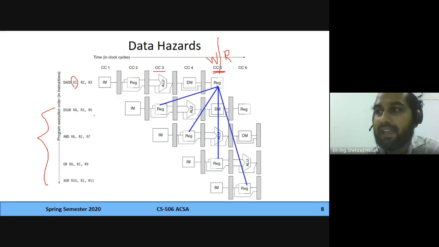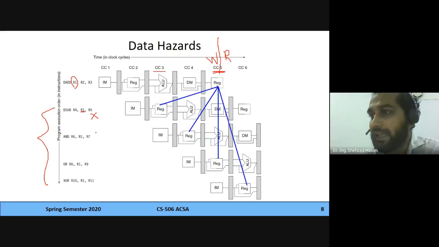Obviously, the value read by subtract is not the value needed in this case, because if you are depending on R1, this means you need the results of R2 plus R3, and those results are not available and would be written in the register file in the 5th cycle. This means the subtract is fetching an older value of R1.